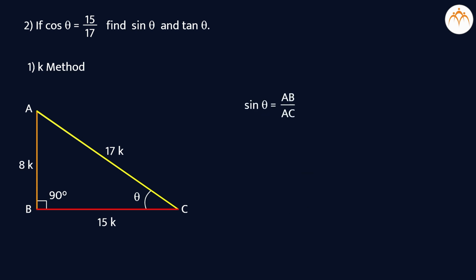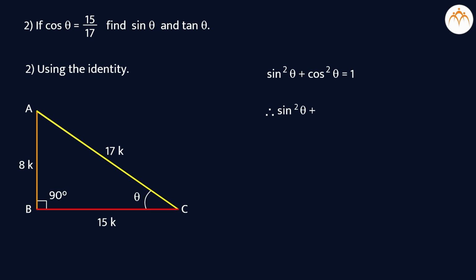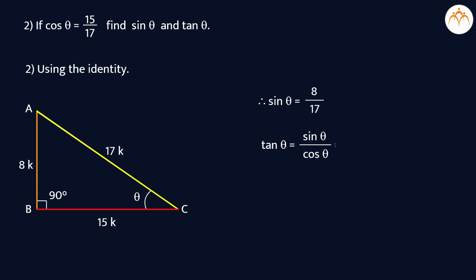Sin theta is equal to AB upon AC, that is 8K upon 17K, which gives us 8 upon 17. And tan theta equal to AB upon BC, that is 8K upon 15K equal to 8 upon 15. Now the second method, using the identity sin square theta plus cos square theta equal to 1. Therefore, sin square theta plus square of 15 upon 17 equal to 1. Therefore, sin square theta equal to 1 minus 225 upon 289. Therefore, sin square theta equal to 64 upon 289. Therefore, sin theta equal to 8 upon 17. Tan theta equal to sin theta upon cos theta equal to 8 upon 17 divided by 15 upon 17. Therefore, tan theta is equal to 8 upon 15.